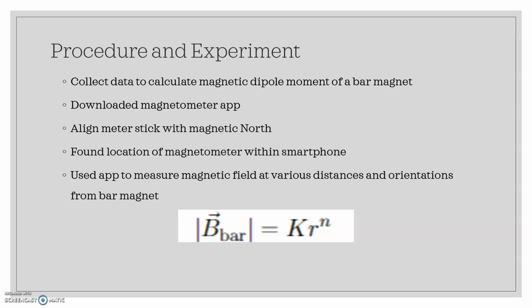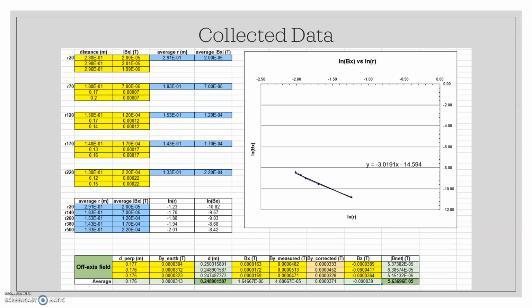And then I used that app to measure the magnetic field at various distances, R values, moving my phone up, down, parallel, sideways. If you name it, I probably moved my phone in that direction just to get as many values as we could. Now, this equation below is for distance dependence. It's for the magnetic field of a bar magnet, but it's involving distance dependence, which is what we went ahead and measured here. Now, this was the data that I collected.